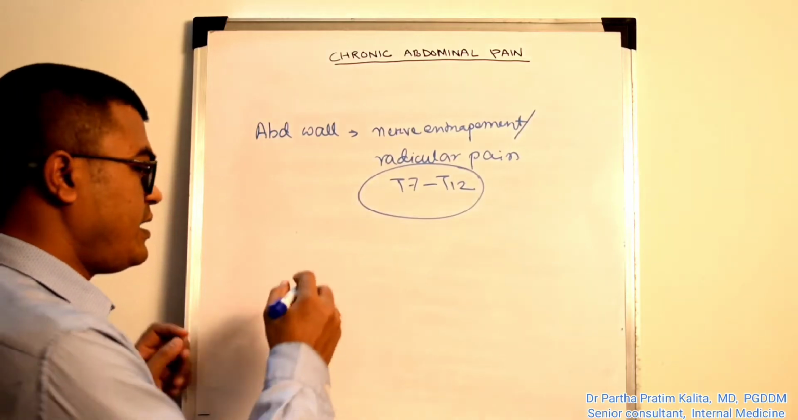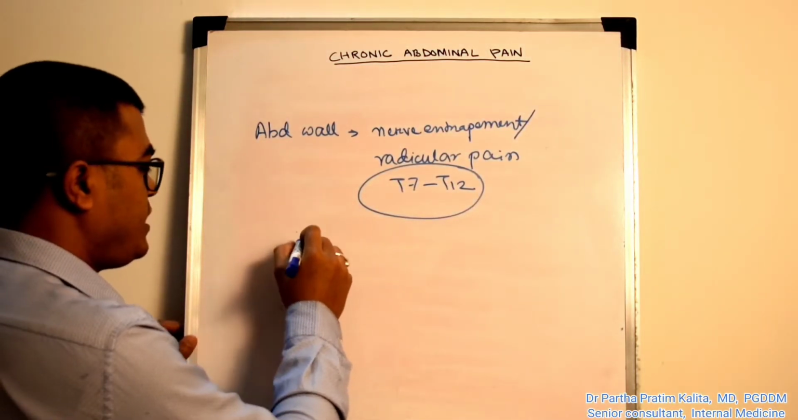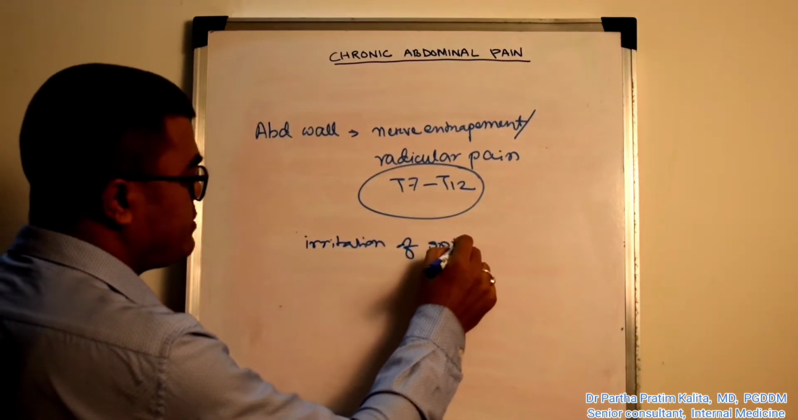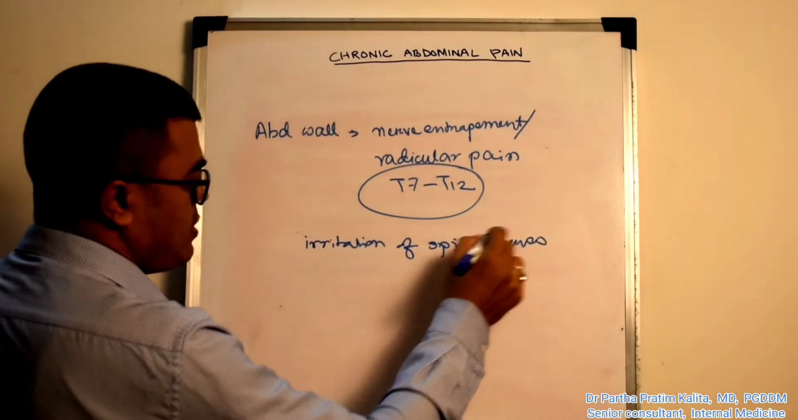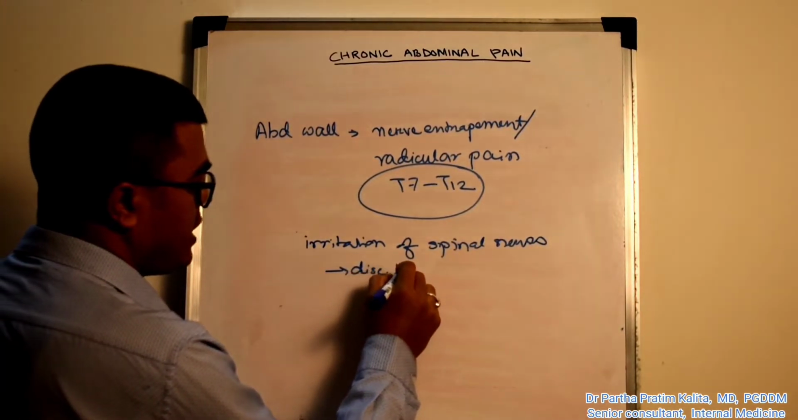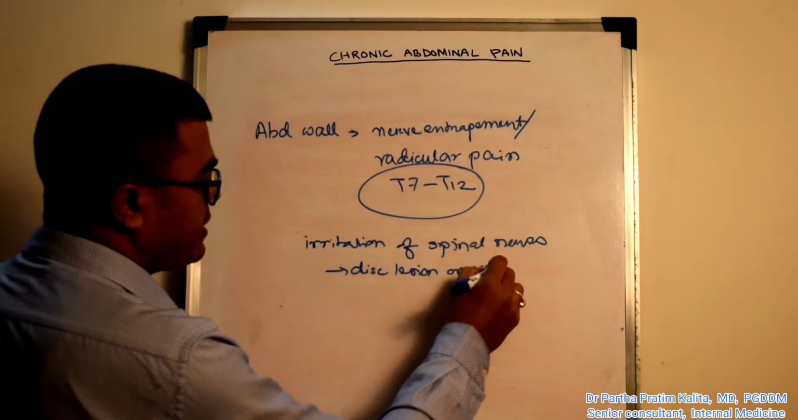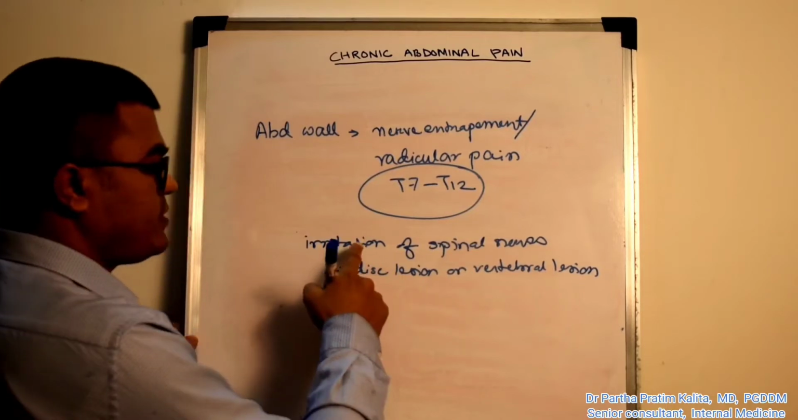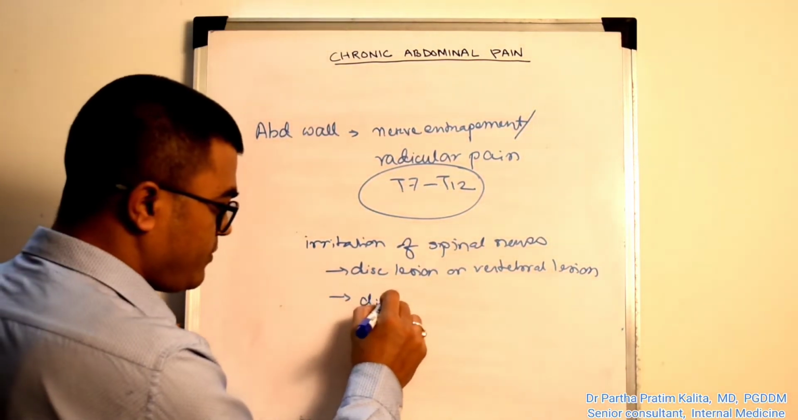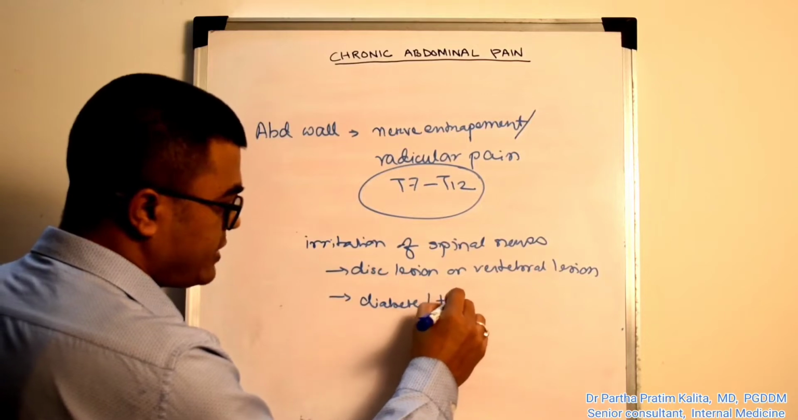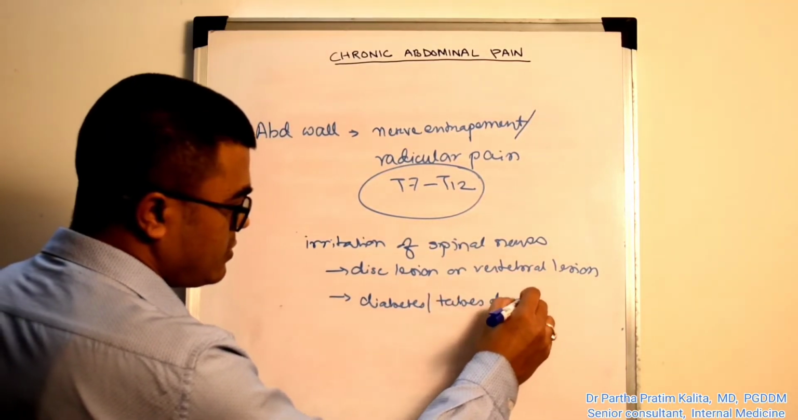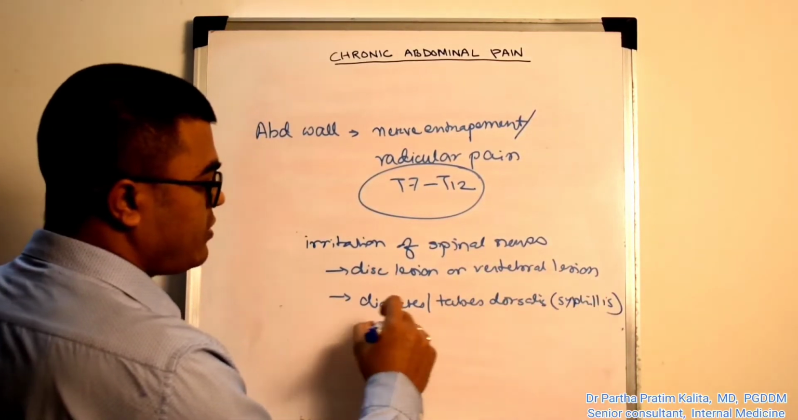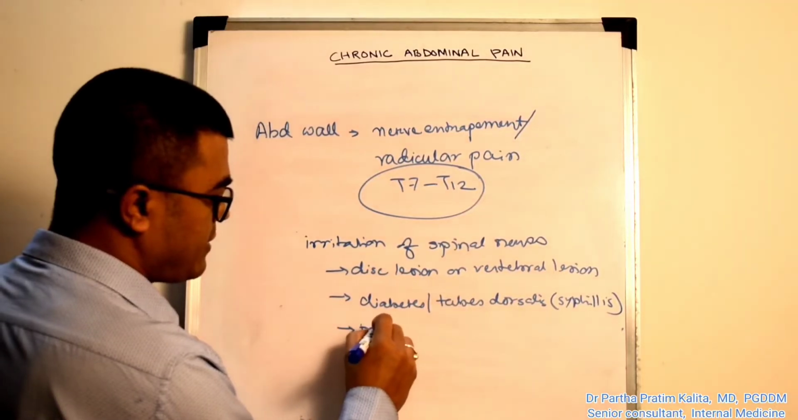Now chronic abdominal pain can also occur because of the irritation of the spinal nerves because of disc lesions or vertebral lesions, or it can occur because of the irritation of the spinal nerves because of diabetes or Tabes dorsalis, which is seen in syphilis, or it can also occur because of post-herpetic neuralgia.